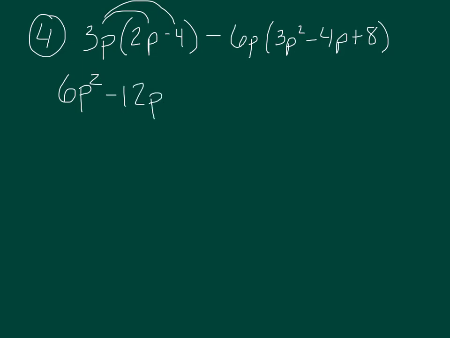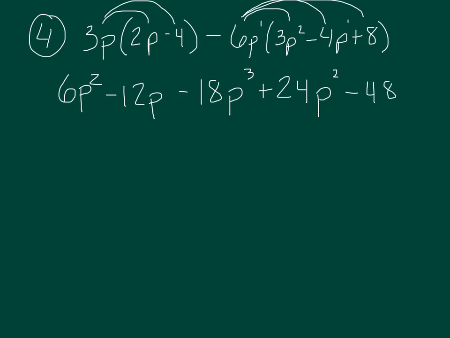And now I go over here and I distribute the negative 6p. So you have negative 6p and 3p to the second gives you a negative 18. P to the, this is 1, that's 2, so p to the third. And then negative 6p times negative 4p. Negative 6 times negative 4 is positive 24. P to the 1 and 1 make 2, p to the second. And then negative 6p and 8 gives you a negative 48p.